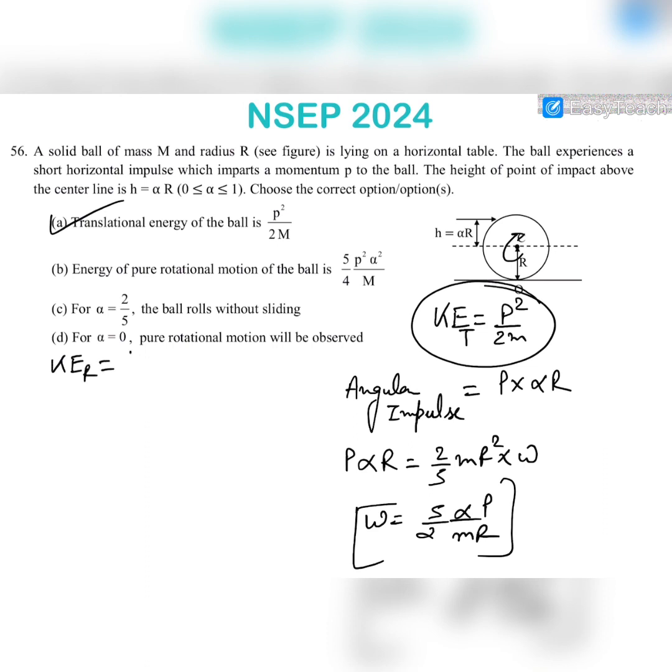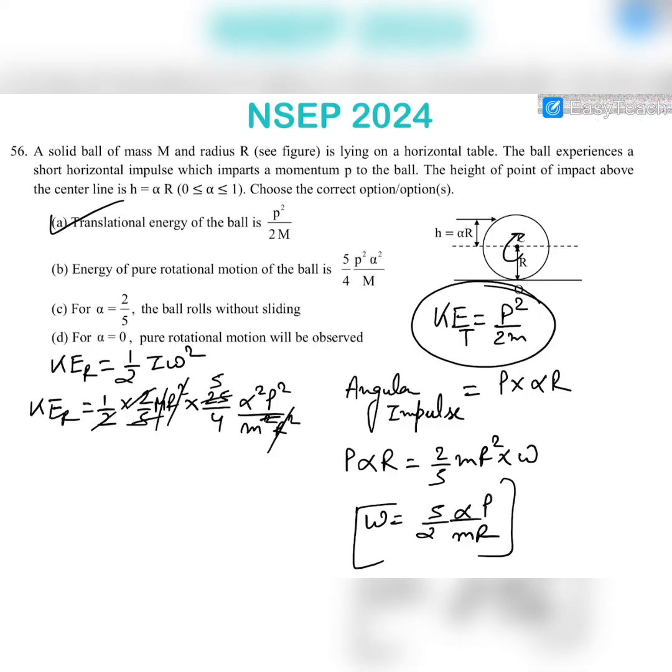And the energy is rotational kinetic energy. So rotational kinetic energy will be half I omega square, and half I is 2 by 5 mr square into omega square. Omega square will be 25 by 4 alpha square p square divided by m square r square. So cancelling r square with r square, m with m, 2 with 2, and this is 5. So kinetic energy of rotational motion will be 5 alpha square p square by 4m.